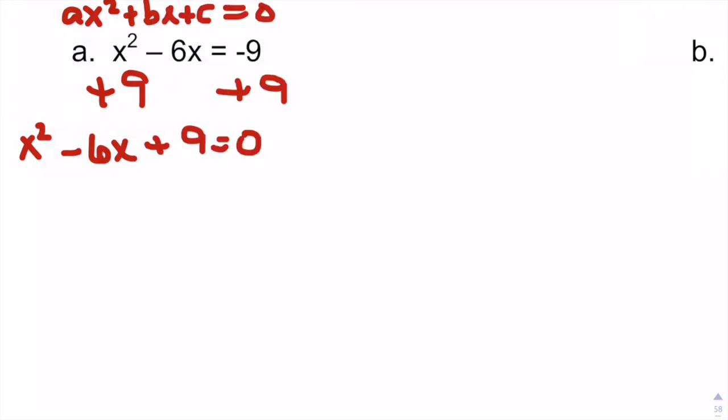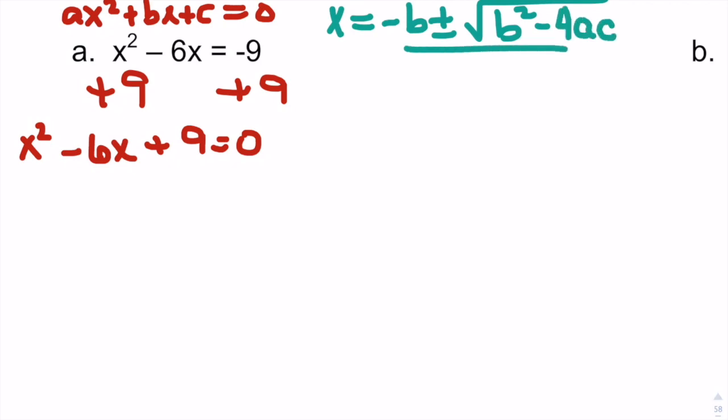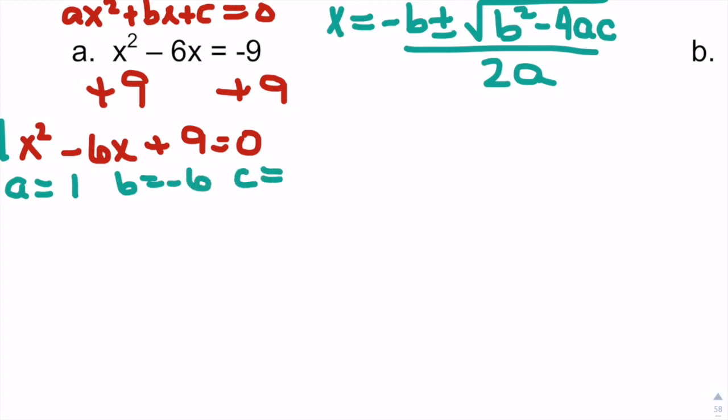Now I'm using the quadratic formula, and I'm going to write the quadratic formula again, just so we have it on this screen. Negative b plus or minus the square root of b squared minus 4 times a times c, and then divided by 2a. So now, plug and chug. I'm going to look here and think about a, there's a 1 in front, b, negative 6, c, positive 9. Plug in the numbers.